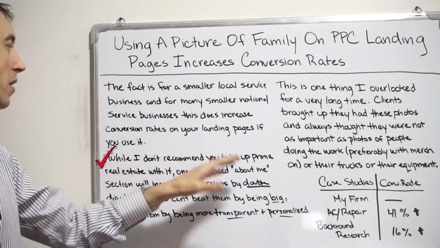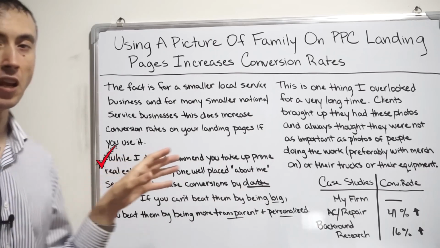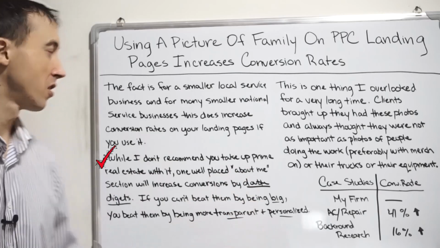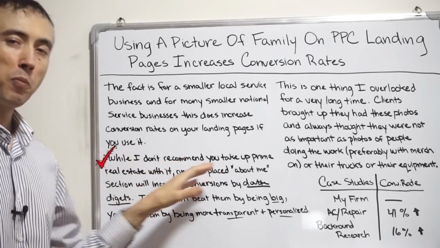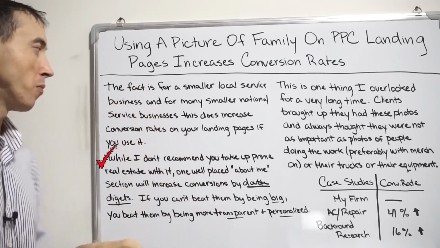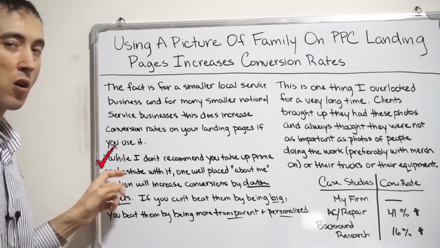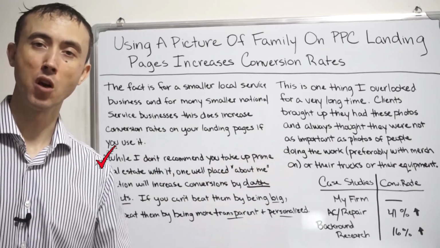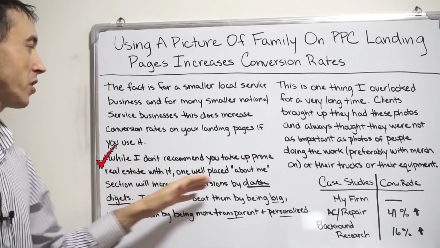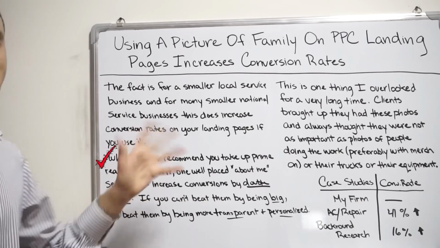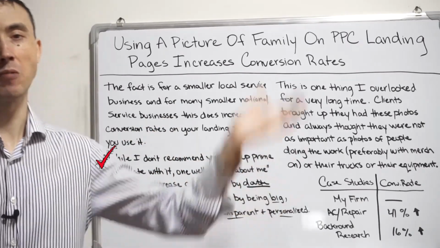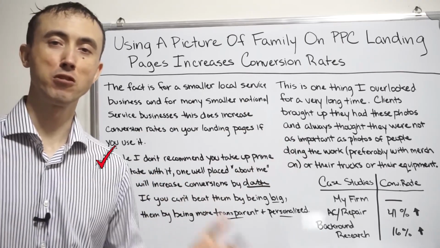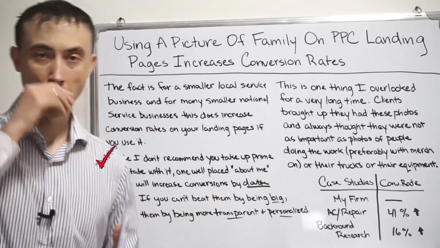So while I don't recommend you take up prime real estate on your landing page with a picture of your family, to get this double-digit increase in your conversion rates, one well-placed about us or about me photo and section on your landing page, halfway down your page or lower, will increase conversion rates by about double digits. Sometimes it'll be 10%, sometimes it'll be higher, might be over 50%.